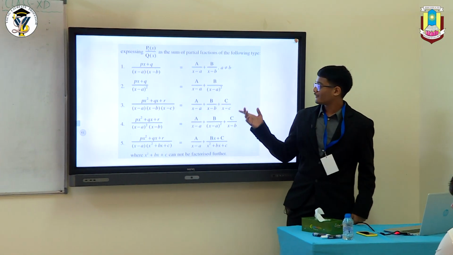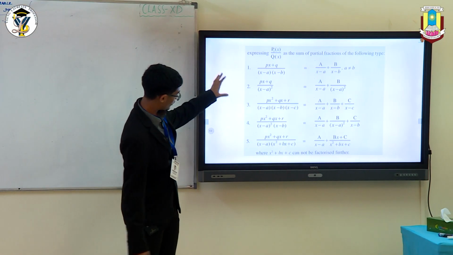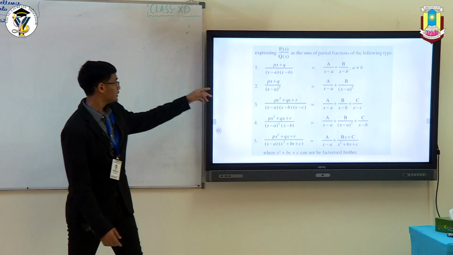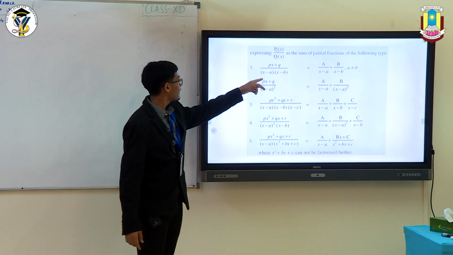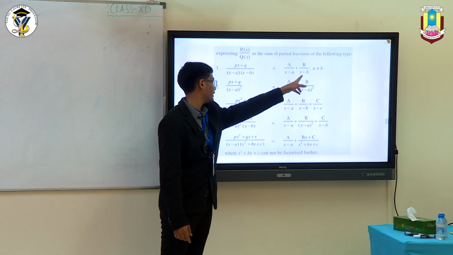Now this is also given in your textbook. These are the rules for using partial fractions. I'm sure all of you know it, so I'll move on to the next one quickly. Here the denominator is linear, so you split it.